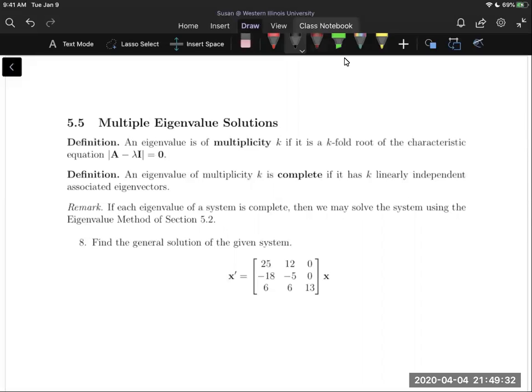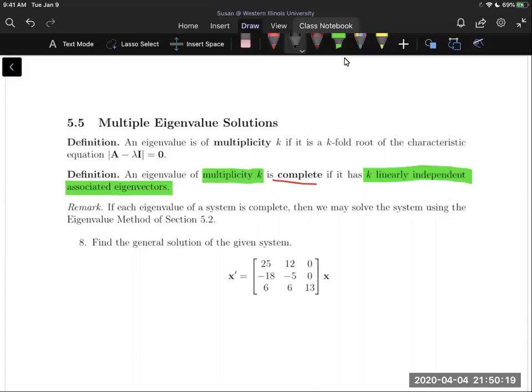So the next definition says an eigenvalue of multiplicity k is complete if it has k linearly independent associated eigenvectors. The thing to keep in mind here is we're assuming that we have multiplicity k, and even if we have this repeated multiplicity of an eigenvalue, if somehow we can still find k linearly independent eigenvectors, this is a good thing, and that's what we're going to call complete here. So remember, our goal is to find n linearly independent solutions so that we can take the linear combination to find a general solution. So having a complete eigenvalue is something that we desire.